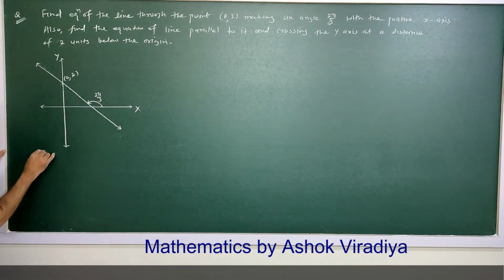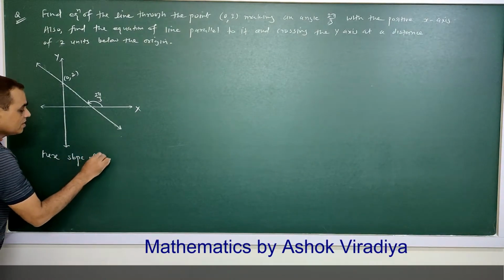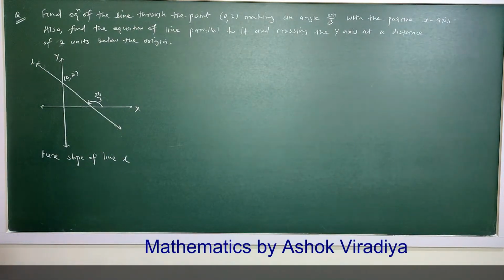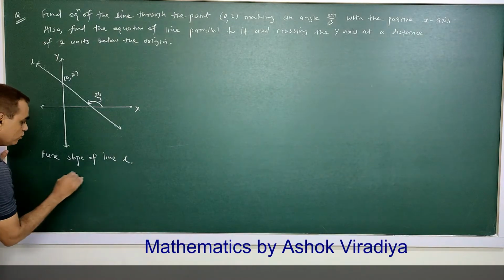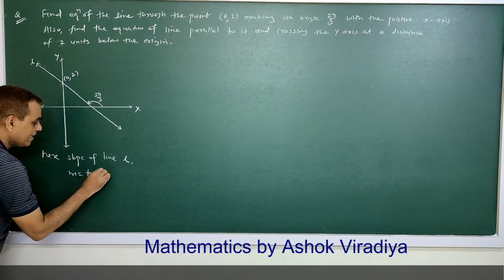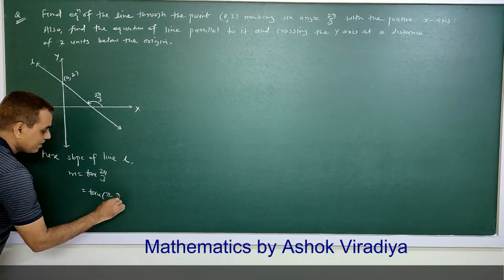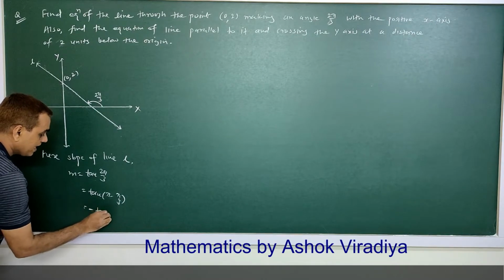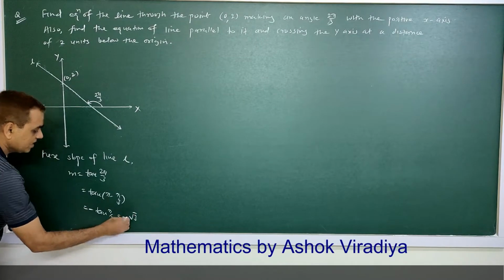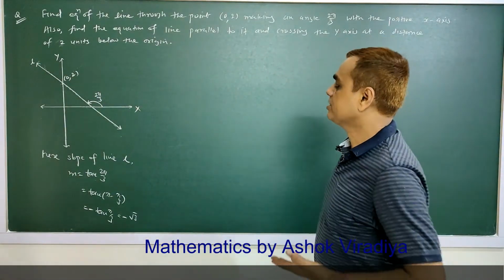So from the inclination, the slope of this line, let me say this line is L, m equals the tangent of the inclination, tan 2 pi by 3. So tan of pi minus pi by 3 is minus tan pi by 3. So this is minus root 3. So the slope of line L is minus root 3.